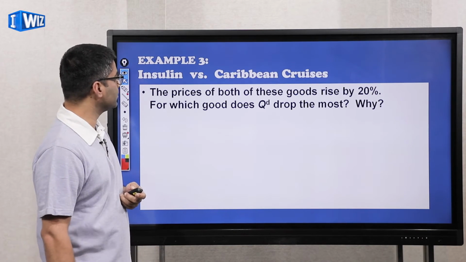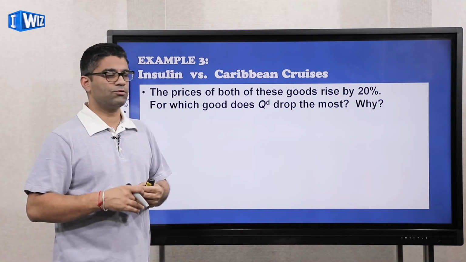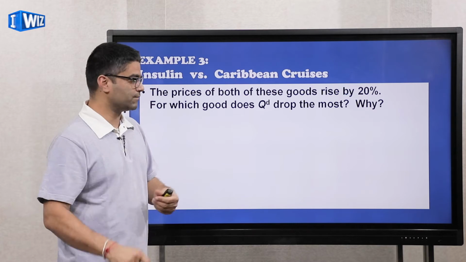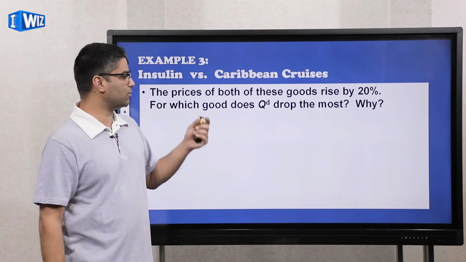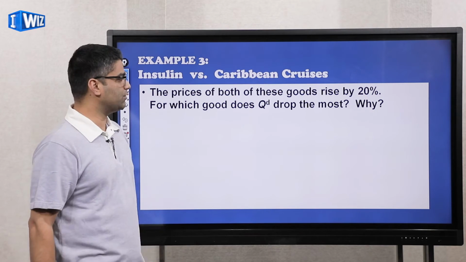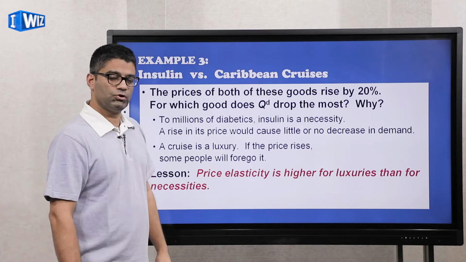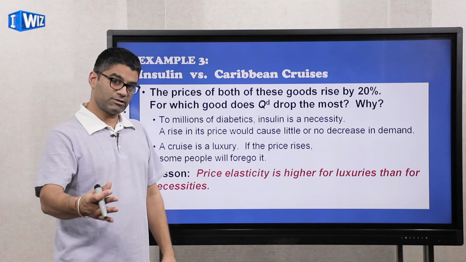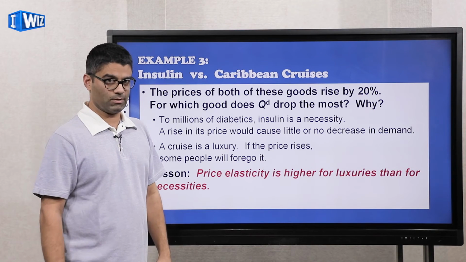And then the last example is, a Caribbean cruise is just an example. Let's say you're going on a holiday, an expensive holiday, and insulin is a medicine you need to take if you're diabetic. So think of this as a necessity for somebody who needs insulin, and that's a luxury. Again, pause the video and this should be an easy answer for you. The goods that tend to be more luxurious are going to have a more elastic demand curve, and the goods that are going to be necessities are going to have an inelastic demand curve.